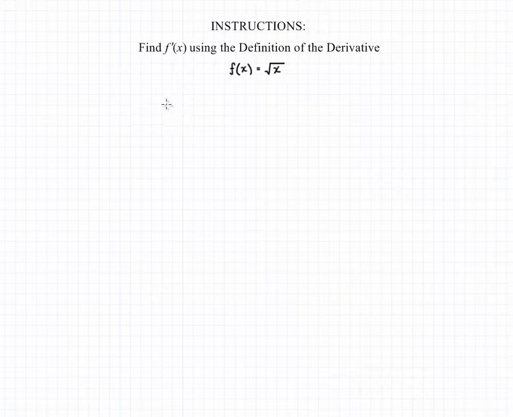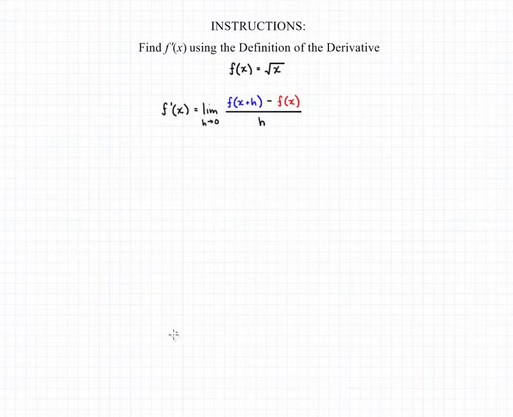To begin, it's a good idea to actually write down the definition of the derivative. So we're looking at the limit as h approaches 0 of f of x plus h minus f of x all over h. And what we're looking for are those two pieces to our formula.